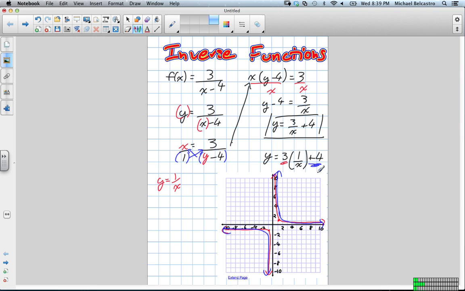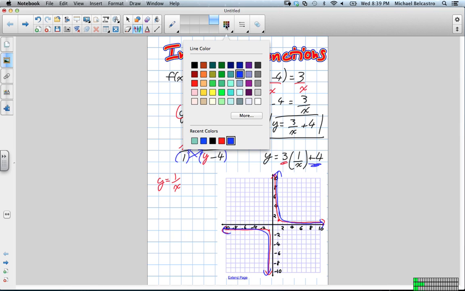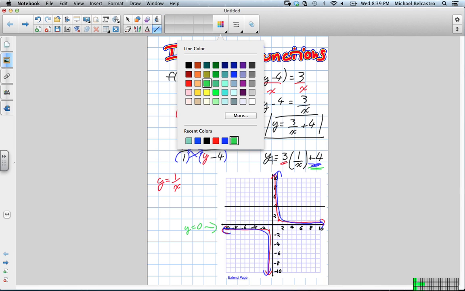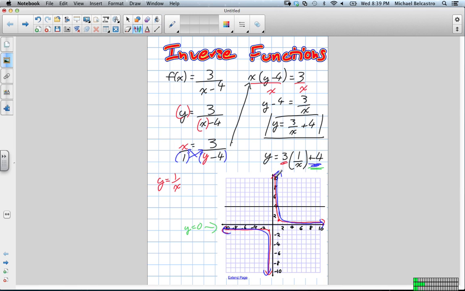This is what's important: positive 4. What does that mean for this function? Underline in green. It means it's going to move up 4. So this x-axis, where y was equal to 0, where that was one of the asymptotes, moves up 4 units to 4 now. So now at 4, I have my horizontal asymptote, and essentially the same function still, just with a horizontal asymptote there. The vertical asymptote is still the y-axis.